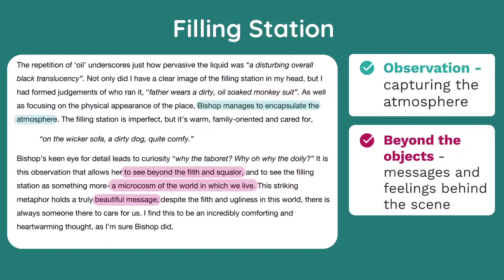So again, that's where she goes beyond these objects. There's a message and a feeling behind each of these objects, and we're able to go beyond seeing this filth and squalor, and she's able to sort of encapsulate really what this world actually means. And it is actually a home. It's a bit like that whole "a house doesn't make a home" sort of thing. So this family have made this kind of fairly dirty, oil-soaked filling station their home, and they've made it cozy. And this is the message.